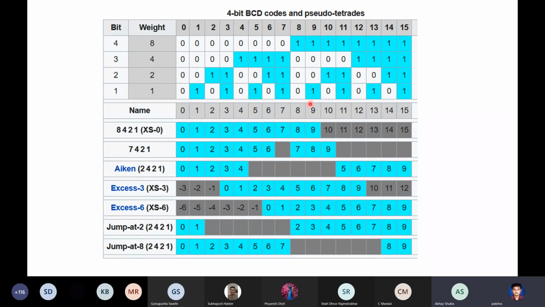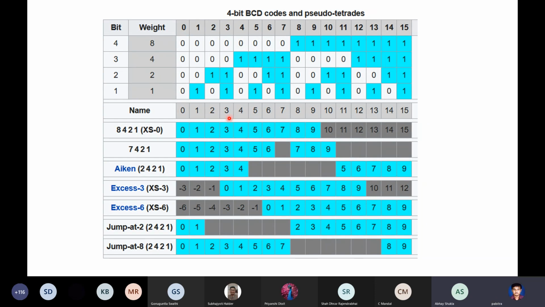Now the thing is, a simple 8421 BCD would do it like this. So this is 8421 BCD, and 0 to 9 are filled up. What I am trying to do is map these 16 different tetrads to the 0 to 9 decimal digits. The blue boxes are the ones that are used. The gray boxes are the ones that are not used.